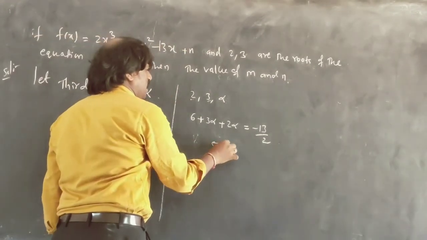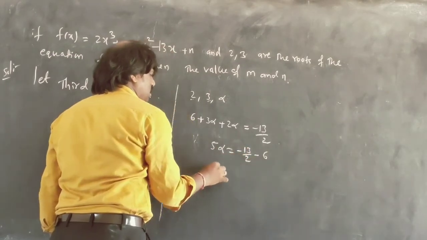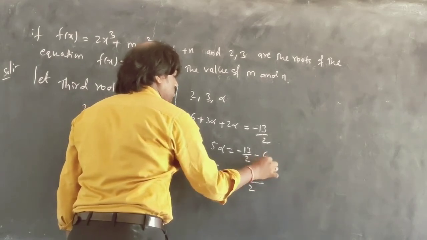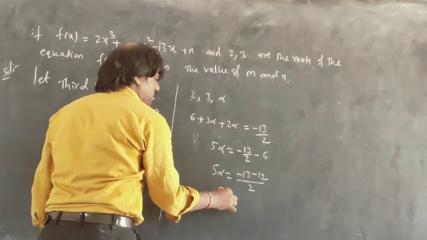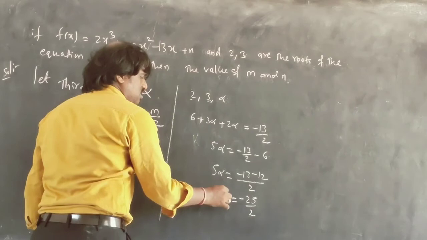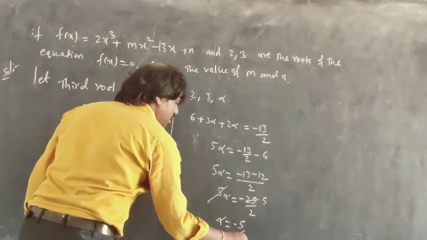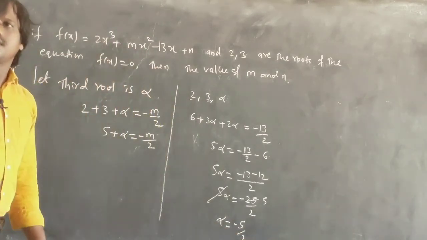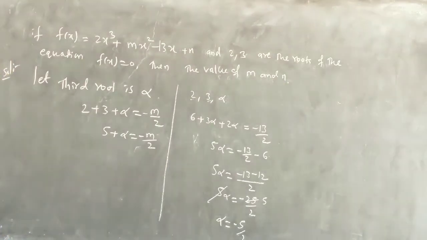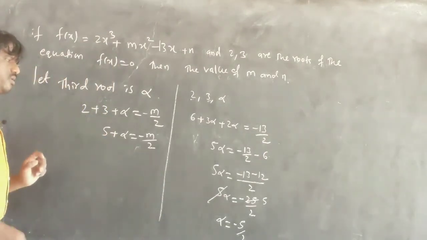So what I am getting here, 5 alpha is equal to minus 13 by 2 minus 6. That is 5 alpha is equal to, 2 is the LCM, minus 13 minus 12, that is 5 alpha is equal to minus 25 by 2. And this 5 will be cancelled, so alpha is equal to minus 5 by 2. Understand? Alpha is equal to minus 5 by 2. Substitute this minus 5 by 2 here, then you get the m value.